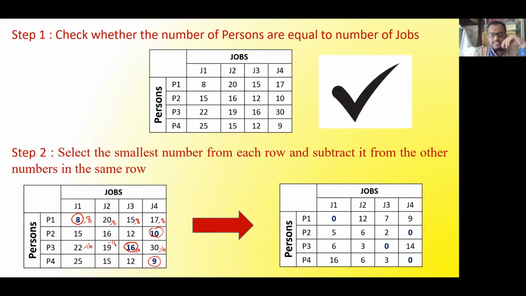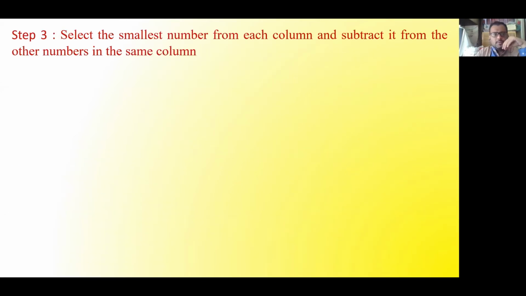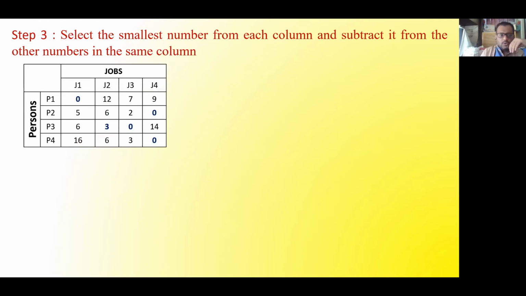Okay, let us go for the next step. The next step is to make the reference from the job perspective. Now, we have made the reference from the person's perspective. Now we are going for the job perspective, that is the column side. So the same operation we have to do for the columns. In the first column, there is already a 0 available, so no need to do anything in this column.